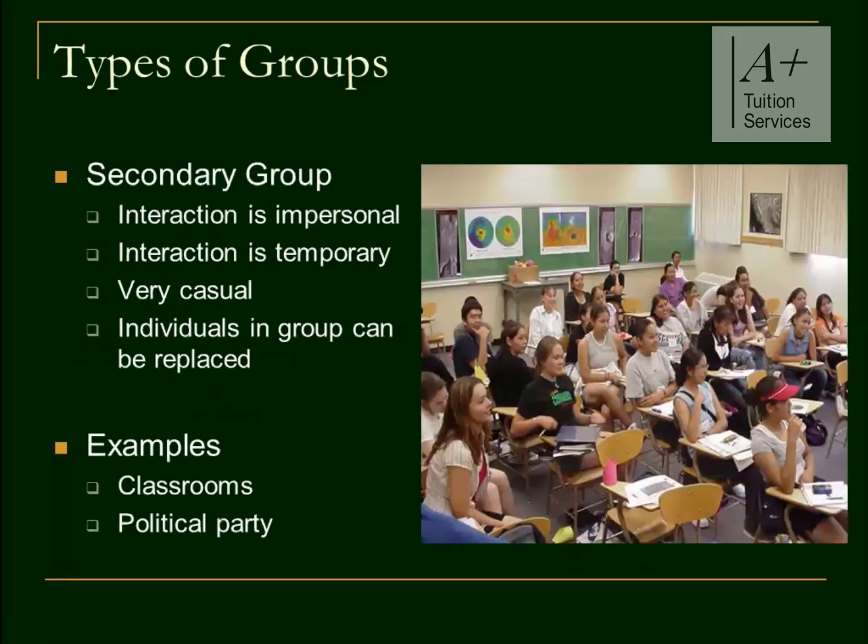The next type of group we have is secondary groups, where interaction is impersonal, temporary, and very casual, and individuals in groups can be replaced. For example, a classroom. A child could be transferred out of a classroom and a new child could come into the classroom. The classroom could break up and go to another teacher's class. So it is very casual and temporary. And for example, a political party.